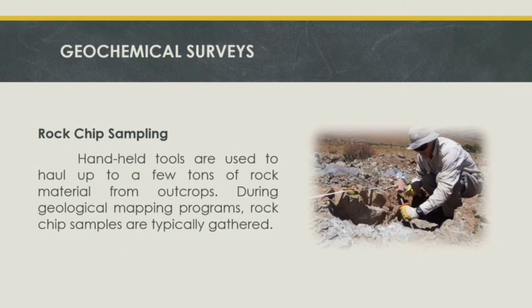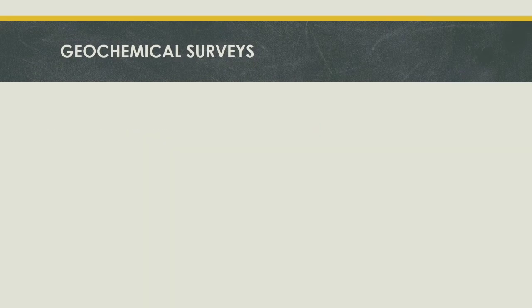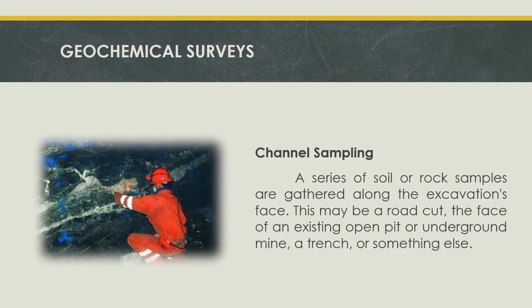Rock chip sampling. Handheld tools are used to haul up to a few tons of rock material from outcrops. During geological mapping programs, rock chip samples are typically gathered. Channel sampling. A series of soil or rock samples are gathered along the excavation's face. This may be a road cut, the face of an existing open pit or underground mine, a trench, or something else.